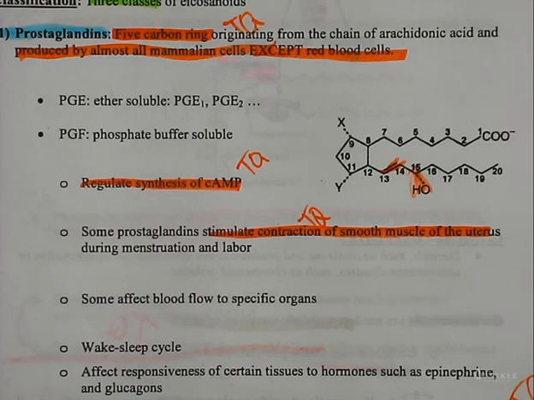This guy's huge. He's 20 carbons. He's covered in negatives and positives and OH groups. He is a polar molecule. Polar molecules do not cross the membrane. Polar molecules use membrane-bound receptors. Since they use membrane-bound receptors, they use a G-protein coupled receptor. In this case, they regulate the synthesis of cAMP. Bam. Knowledge.